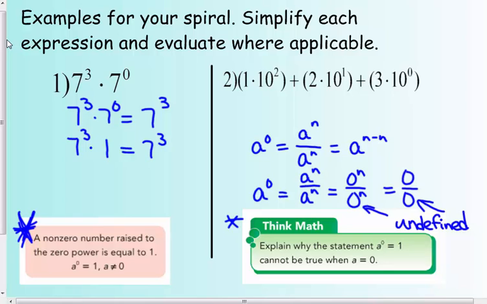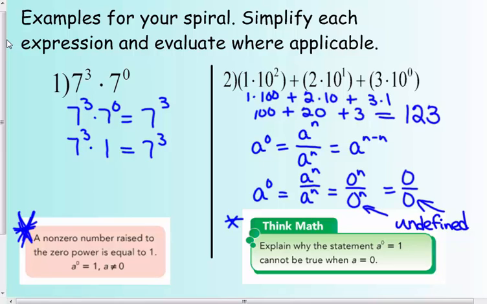Well, they don't have the same base. This is expanded notation. This is definitely an evaluate question. This is 1 times 100, 10 squared, plus 2 times 10 to the first, that's 10, plus 3 times 10 to the 0, well, that's 3 times 1. So I have 1 times 100, that's 100, plus 2 times 10, that's 20, plus 3 times 1, that's 3. 100 plus 20 plus 3, well, this is an evaluate where applicable question. That equals 123. Number 3.